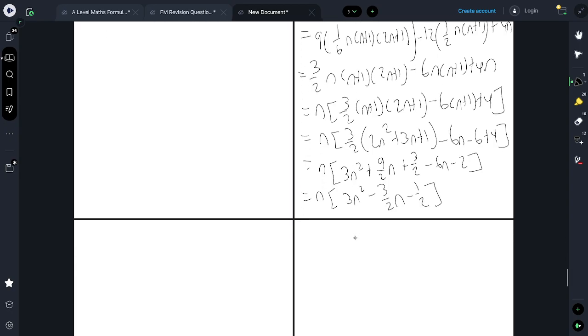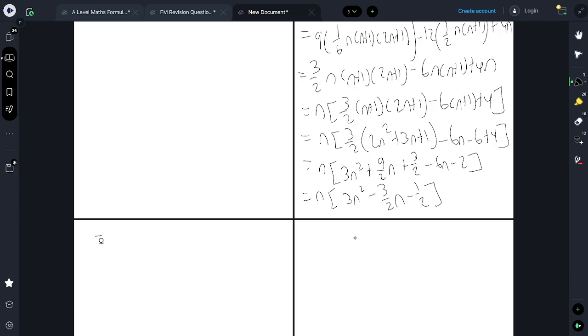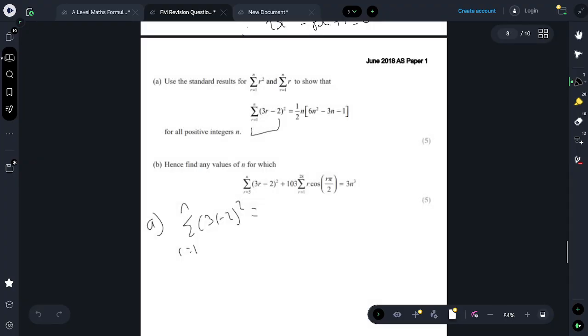And then you can pull out, actually, it probably makes more sense to write it here, wouldn't it? And then you could say that's half n. We can bring a half out. That'd be 6n squared minus 3n minus 1. And that should be the quadratic they want. That should be the expression they want.